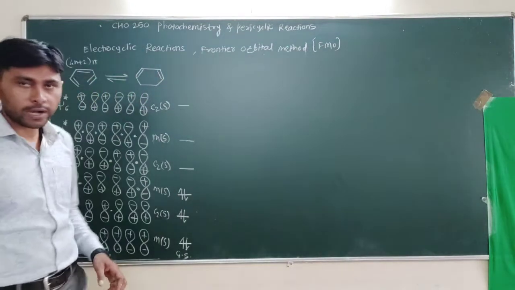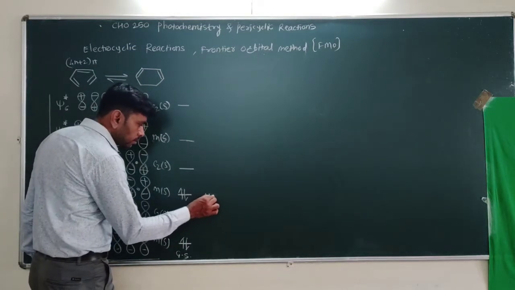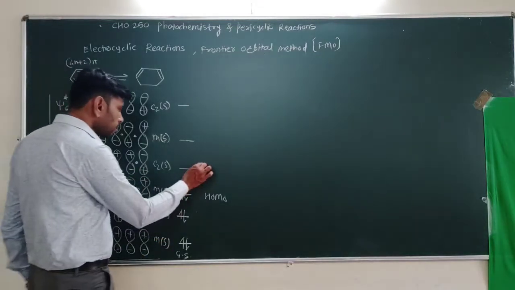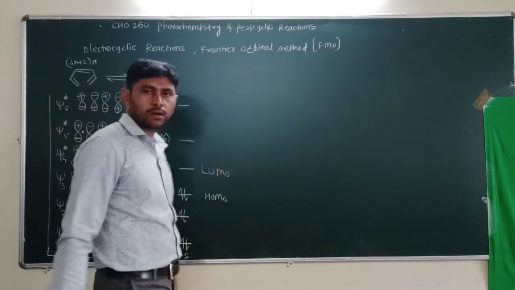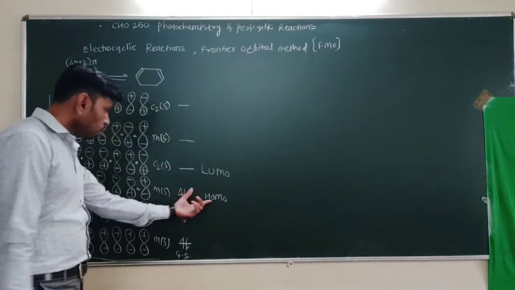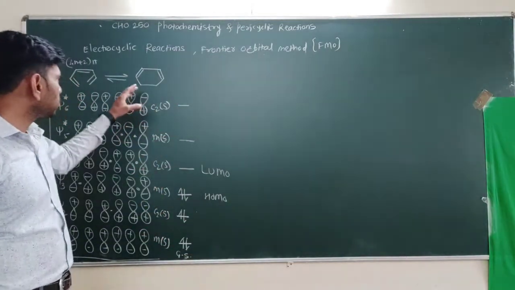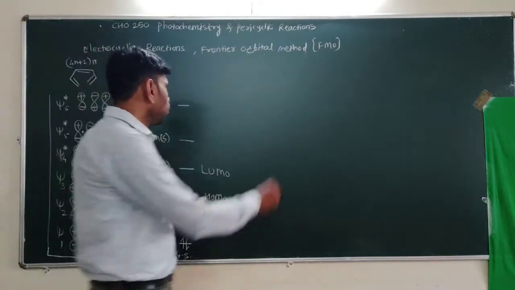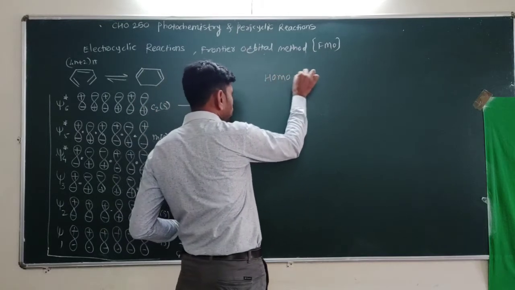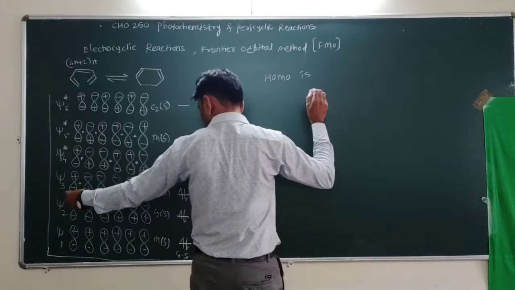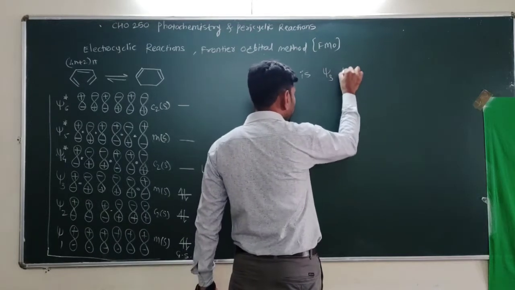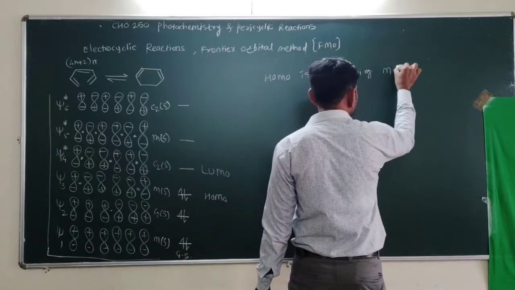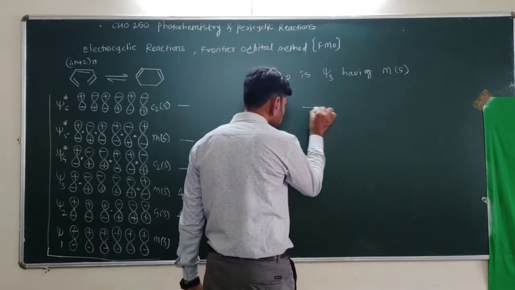So we have to decide HOMO and LUMO. Now the highest occupied molecular orbital is psi3, and this is the lowest unoccupied molecular orbital. HOMO is the important one in electrocyclic reaction, so we have to observe the symmetry of HOMO. In this case, psi3 is HOMO, having which symmetry? M symmetry. So M symmetry is represented in this way.